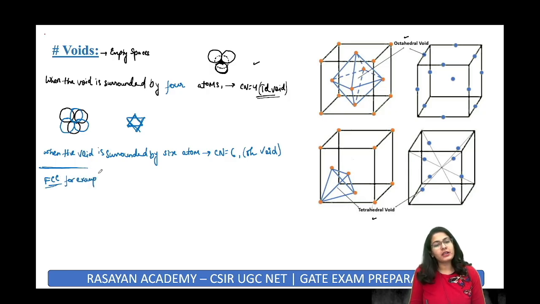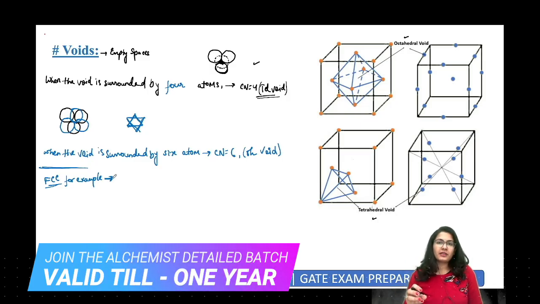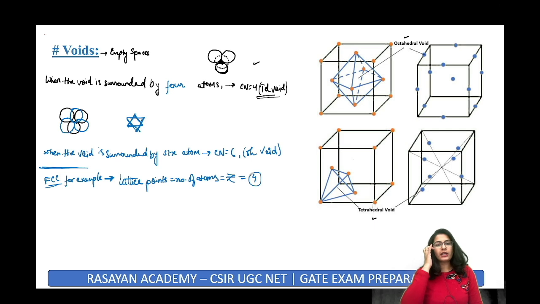Okay. So अब ये बताओ that how many number of atoms are present in FCC. So when I say how many number of atoms are present in FCC, I can also say what are the lattice points, because lattice points को हम number of atoms ही बोलते हैं. So how many lattice points or number of atoms are present in FCC? It is denoted by Z. So this is going to be 4. We have already found that out, right?